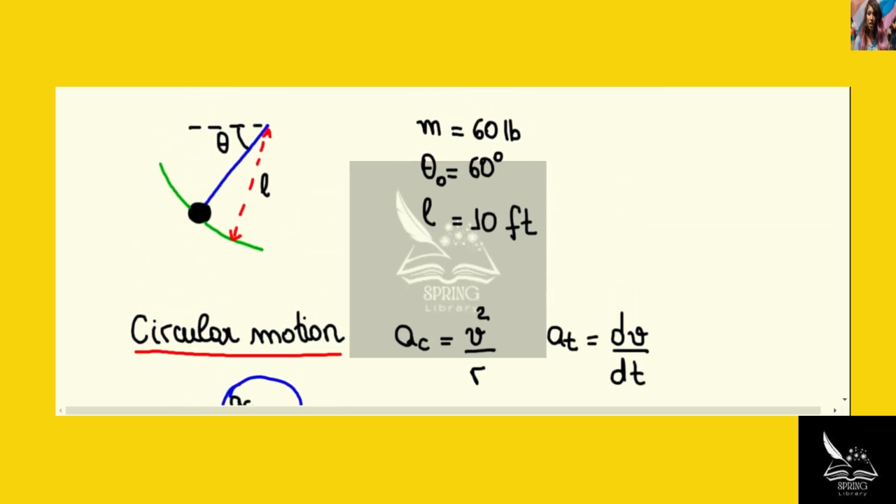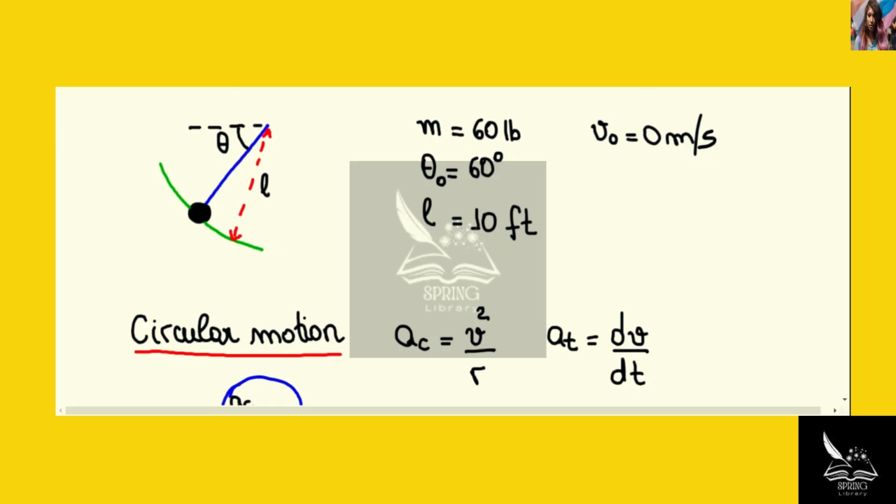So what we have is a boy that is in a swing. The boy has a mass of 60 pounds and initially makes an angle theta with a horizontal of 60 degrees as shown in the picture. The length of the wire that connects the swing to the center of rotation is 10 feet, and the initial speed of the boy is 0. So instantaneously at theta 0 equals 60 degrees, the speed is 0.